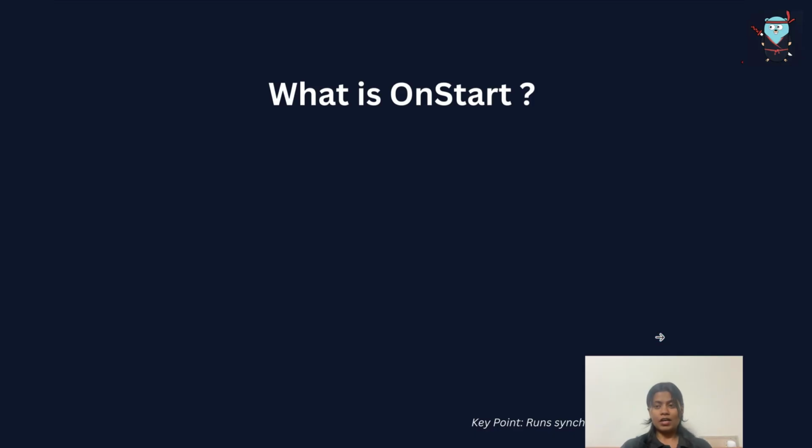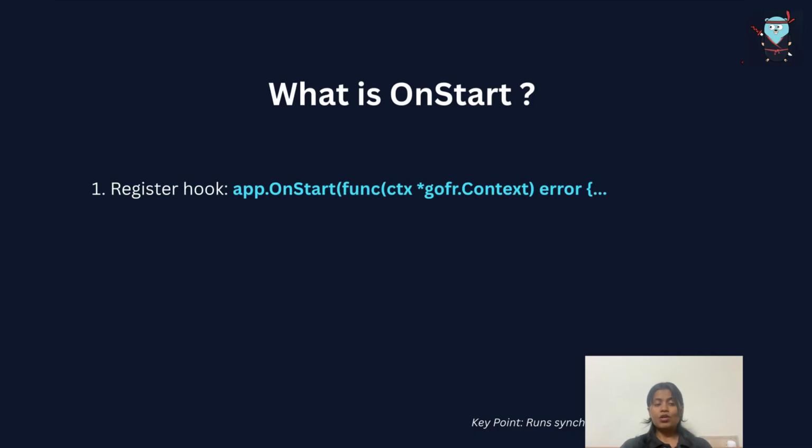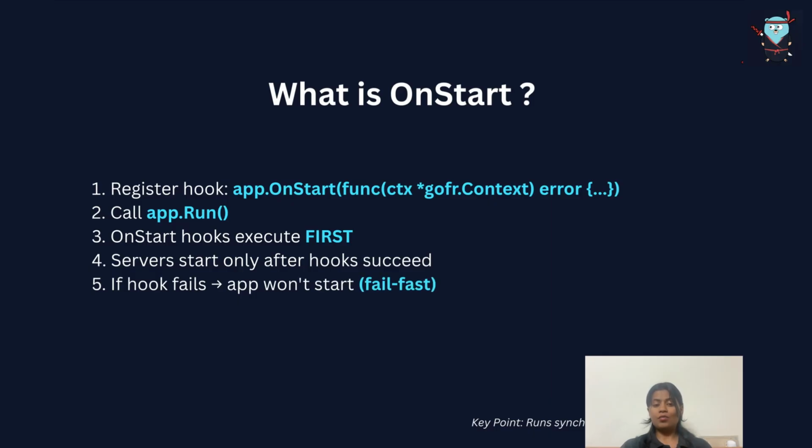So what is OnStart? Talking about it in detail, you can register the hook as app.OnStart, which takes a function that takes an argument ctx of GoFr context type and returns an error. After that, you can just write app.Run in your main function, and what happens is that first these OnStart hooks get executed, and only after that your servers are going to start. Please note that this runs synchronously before any traffic arrives, and if the hook returns an error, the app won't start. That is the fail-fast behavior that we follow here.